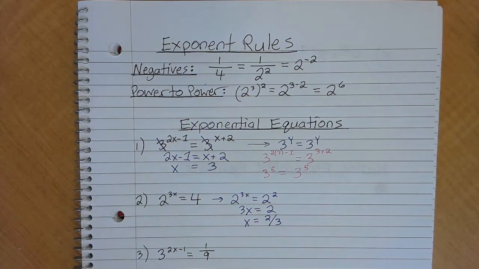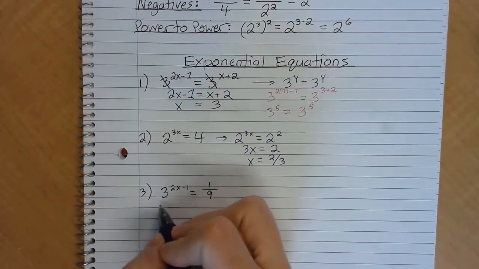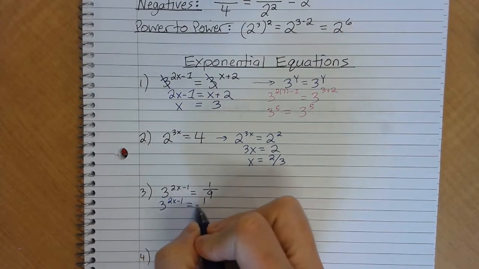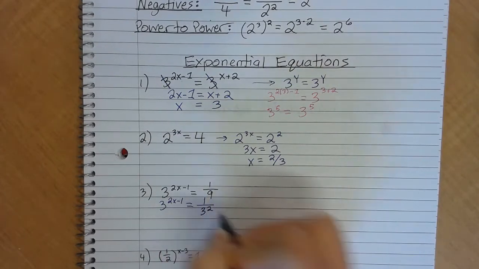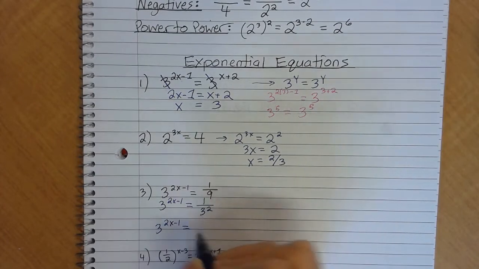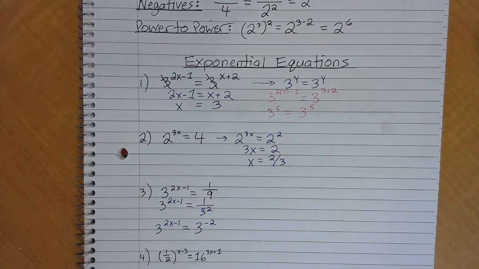So in the following example, in number 3, I see, well, now I have my first fraction example. So I need to try to figure out how I can make 1/9 to have a 3 in the bottom. The way I can do that is I'm going to leave that left side exactly the same and write the right side as 1 over 3 squared. And then I'm going to take one more step and write that as 3 to the negative 2, using that negative exponents rule that we mentioned earlier in the video.